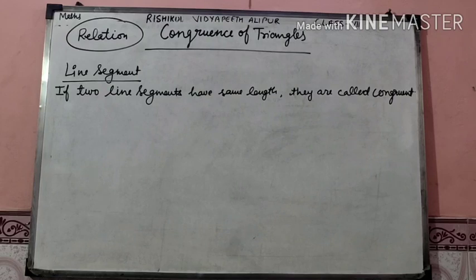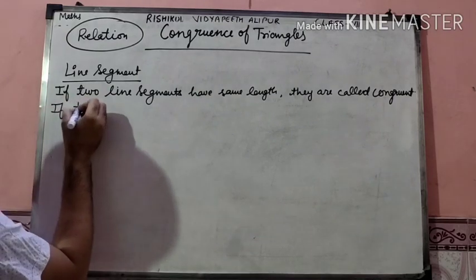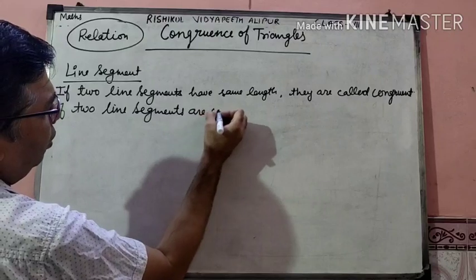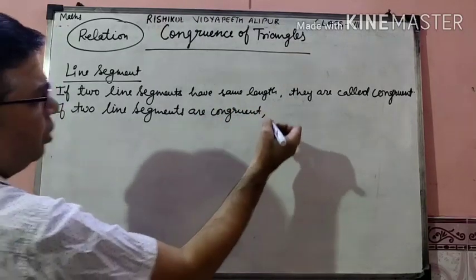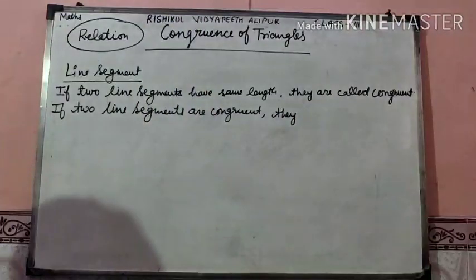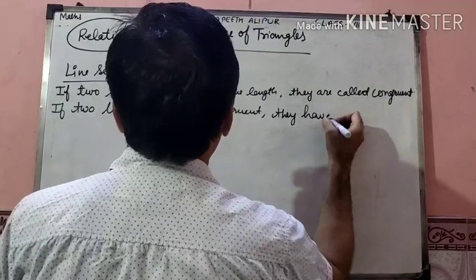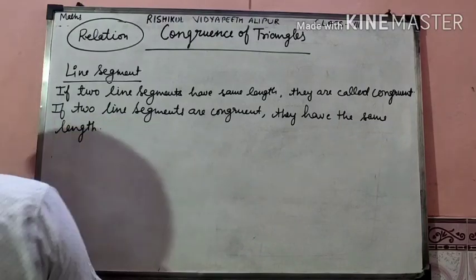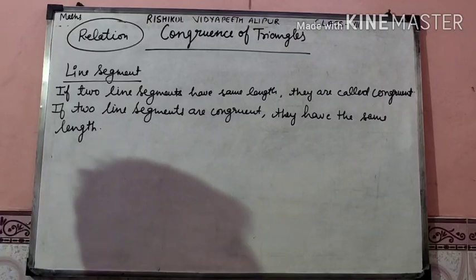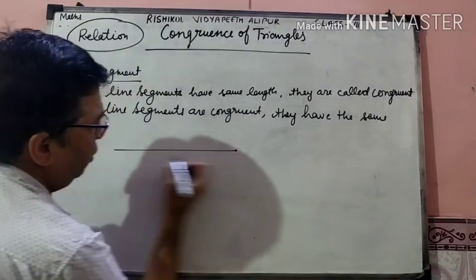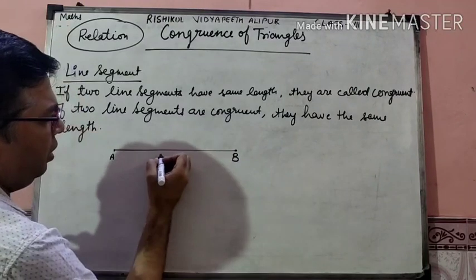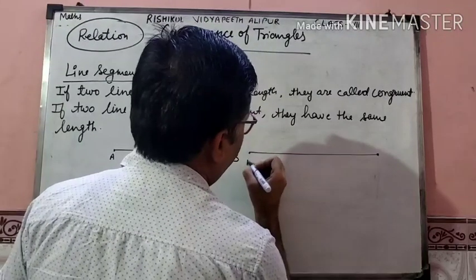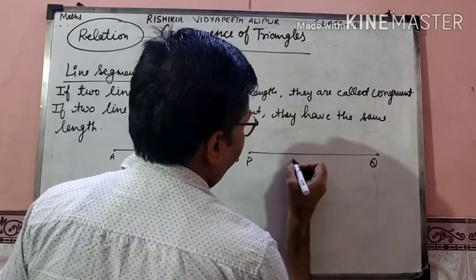At the same time, if two line segments are congruent, they have the same length. Is that clear? Suppose there is a line segment AB and it is of 8 cm. There is another line segment PQ and it is also of 8 cm.